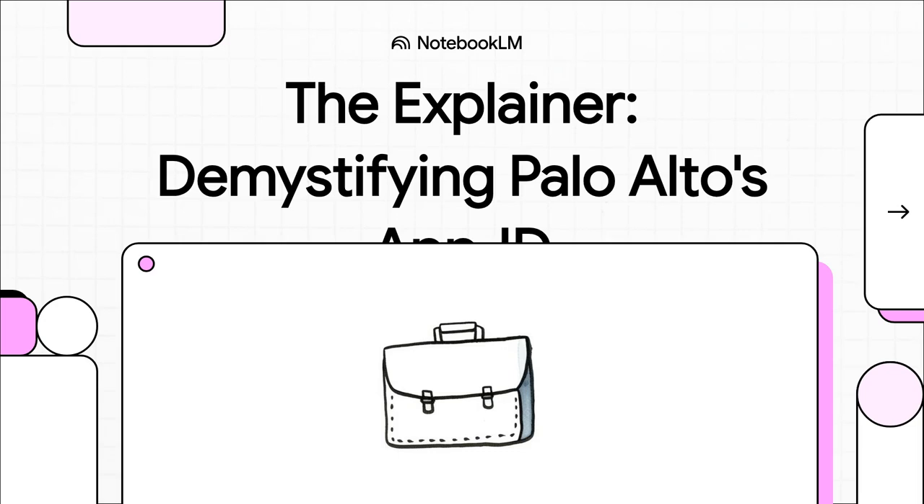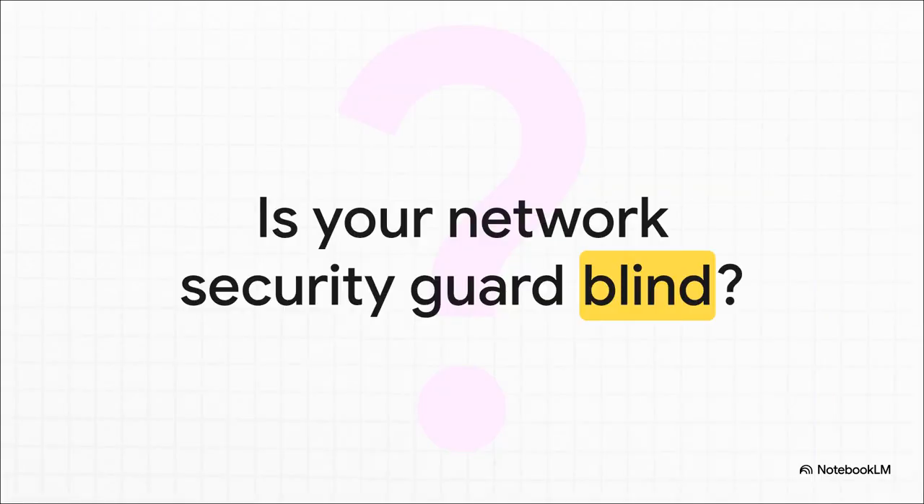All right, let's dive in. Today, we're going to talk about a piece of tech that didn't just tweak network security, it completely flipped the script. We're talking about Palo Alto's App ID. And to really get why it's such a big deal, we have to start with a huge, gaping problem that existed for years. But first, let me just ask you this.